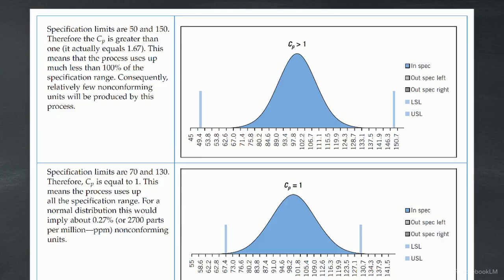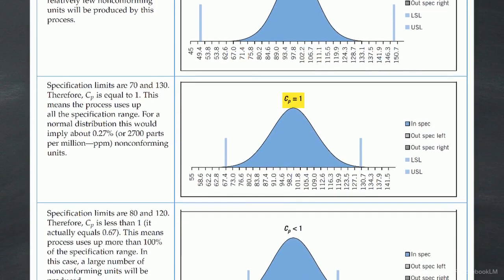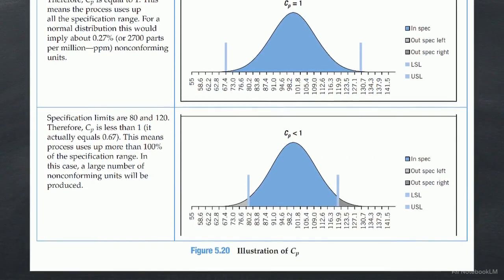This graphic illustrates 3 capability scenarios. In the top panel, we see a CP greater than 1. The natural spread of the process fits entirely inside the tolerance limits, with room to spare. In the middle panel, CP equals exactly 1, perfectly matching the tolerance. In the bottom panel, CP is less than 1. The variation is wider than the allowed tolerance, guaranteeing a large number of defects.